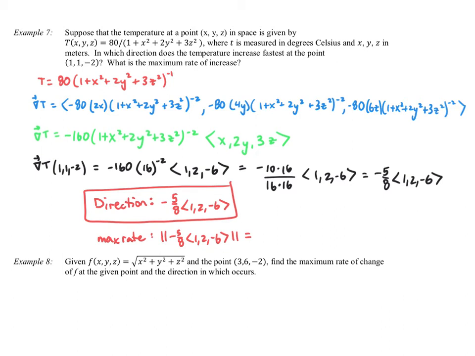And so when we take this magnitude, remember this scale factor of negative 5/8 is helpful just because we don't have to worry about that. We're taking that squared and the square root. So we end up getting just 5/8 out of that. And then we have the square root of 1 plus 4 plus 36. So that's going to give us 5/8 multiplied by the square root of 41.